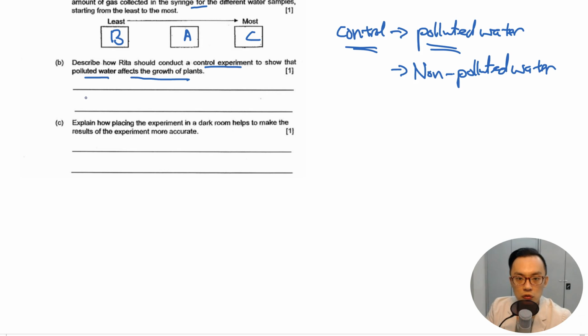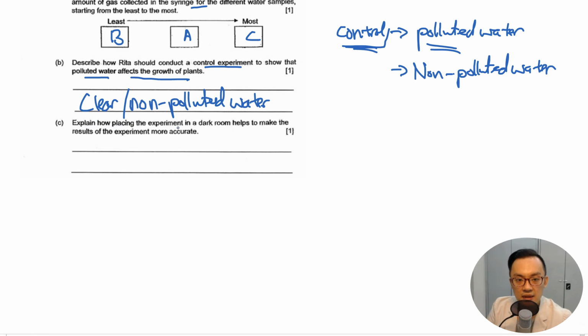So therefore, she should use clear or non-polluted water as the control, so that as she puts in polluted water, then she will see the difference.